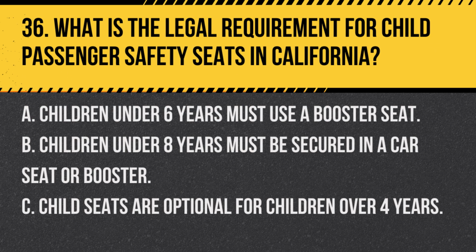Question 36. What is the legal requirement for child passenger safety seats in California? A. Children under 6 years must use a booster seat. B. Children under 8 years must be secured in a car seat or booster. C. Child seats are optional for children over 4 years. Answer: B. Children under 8 years must be secured in a car seat or booster. This is for the safety of young passengers.